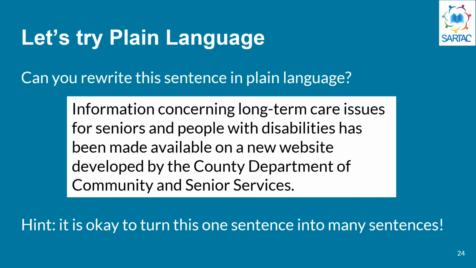Do people have ideas about how we can start to break this up to make it more plain language? I have someone saying, seniors and people with disabilities can get more info about long-term care supports and services at the website, and then they say what it is. That is a great first step. It says who it's for and where they can get it. It's not in this weird backwards way that the sentence is. Yeah, that's much better already.